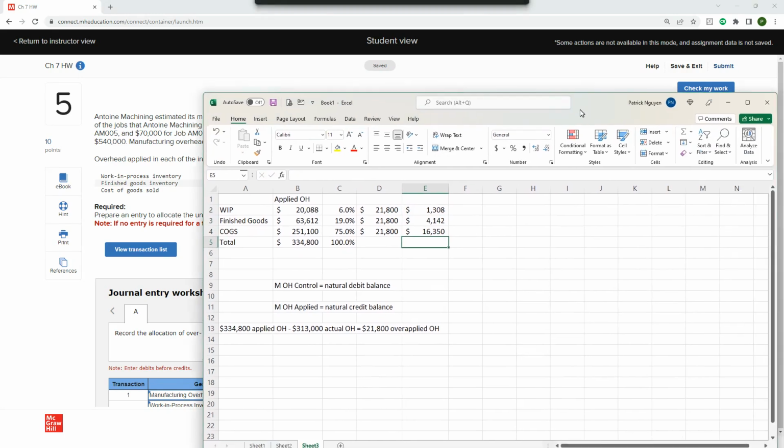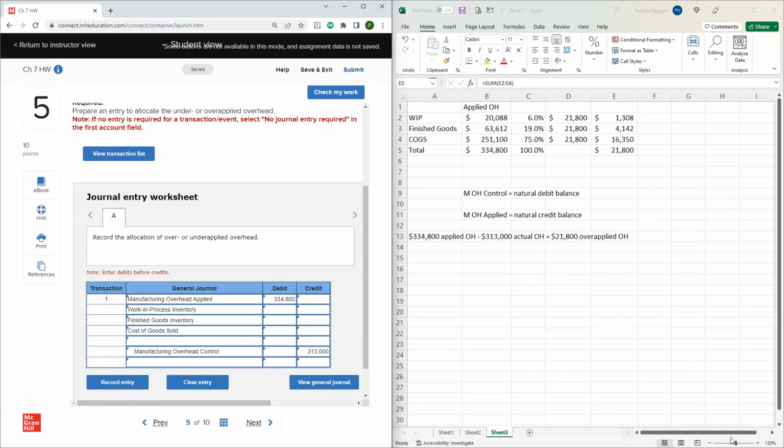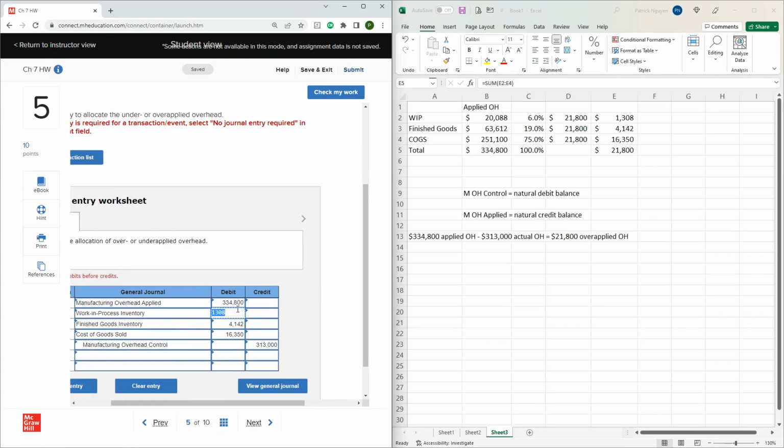1,308 for work in process, 4,142 for finished goods, and 16,350 for cost of goods sold. All of these are going to be on the credit side. Then we check our work, and everything looks good.